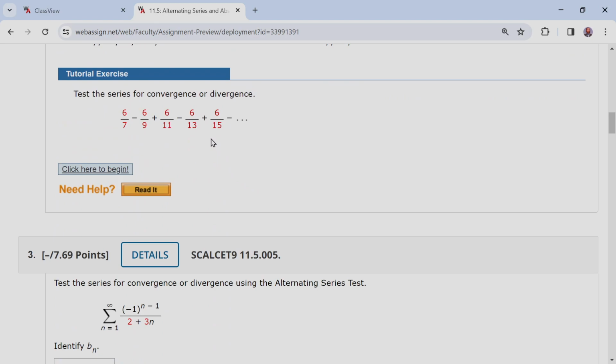Test this series for convergence or divergence. Well, hey, check it out. The terms here are alternating. The terms are getting smaller. 6/7 is bigger than 6/9 is bigger than 6/11, and those terms are going to 0. That checks all the boxes, right? We're alternating, the terms are decreasing, and the terms are going to 0. That is convergent.